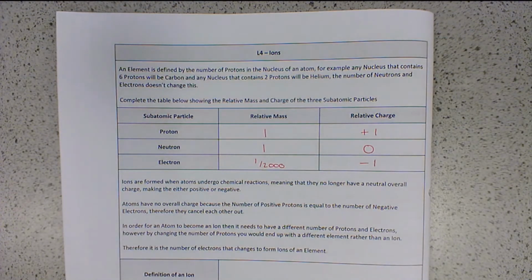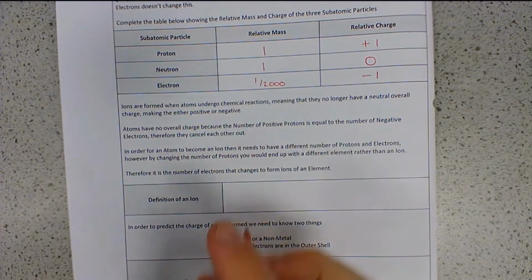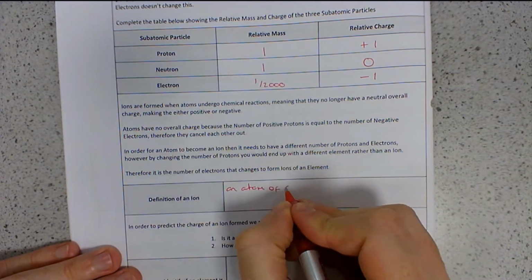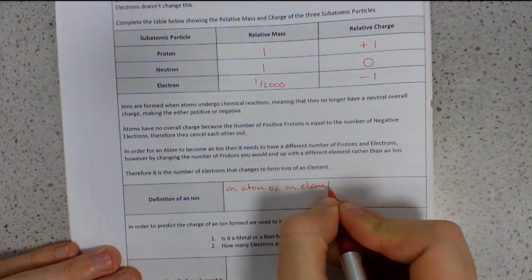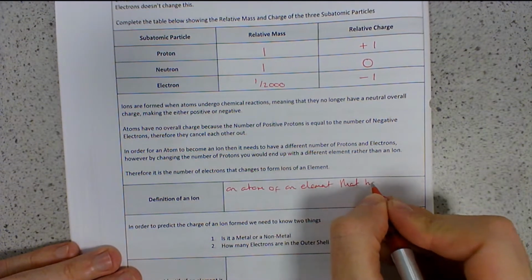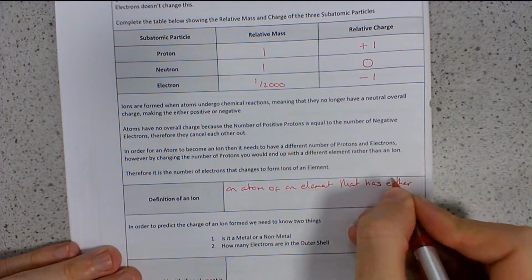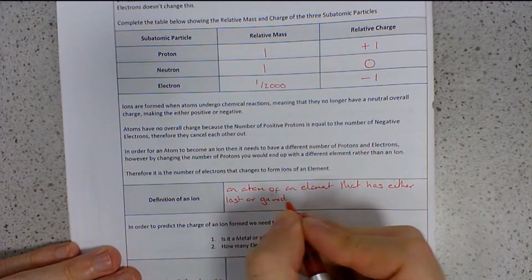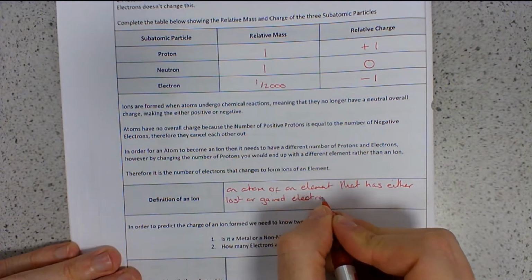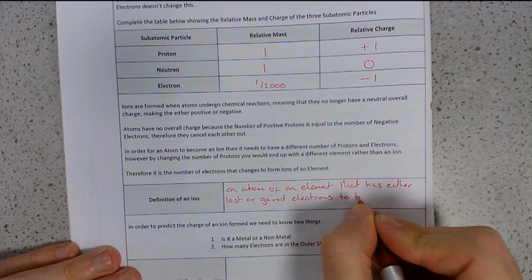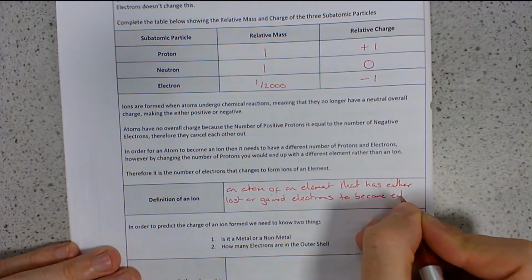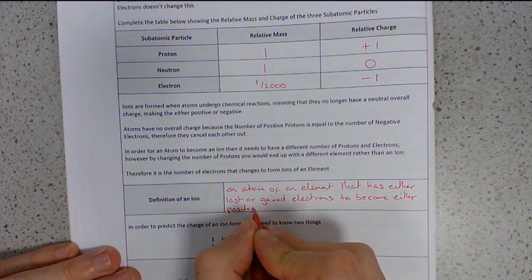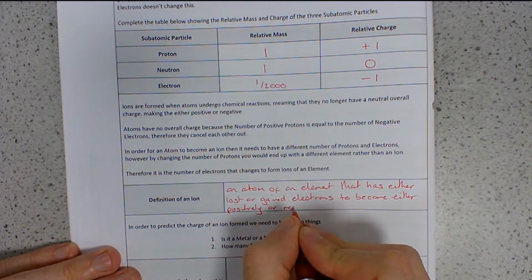So the definition of an ion is an atom of an element that has either lost or gained electrons to become either positively or negatively charged.